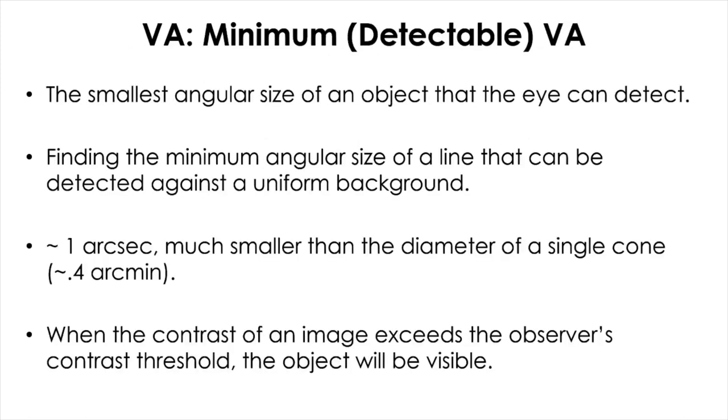There is another type of visual acuity called minimum detectable visual acuity. This acuity measures the smallest angular size of an object that the eye can detect. The task in measuring this acuity is to find the minimum angular width of a line that can be detected against a uniform background. Essentially, the task is equivalent to contrast increment detection against the background. The threshold is very small, which is 1/6 of an arc minute.